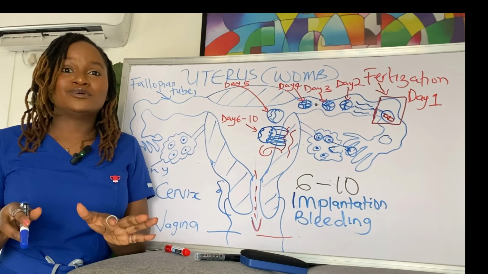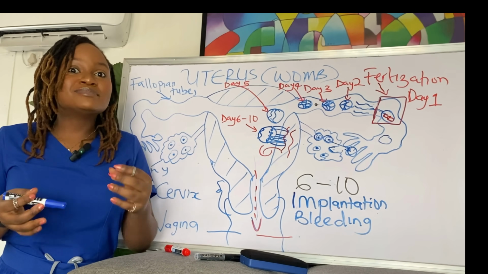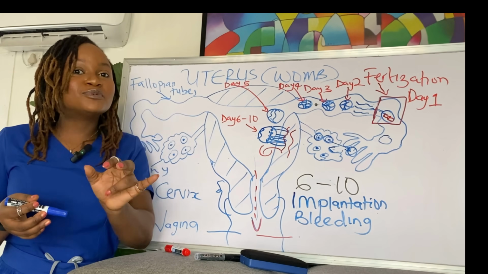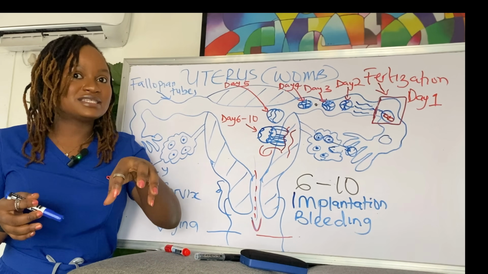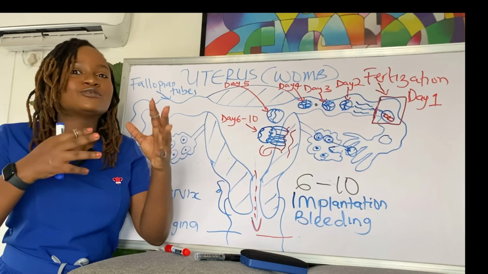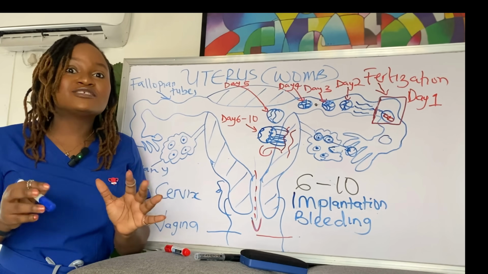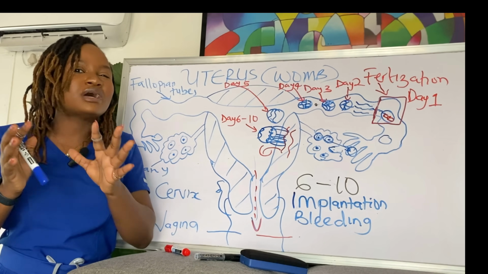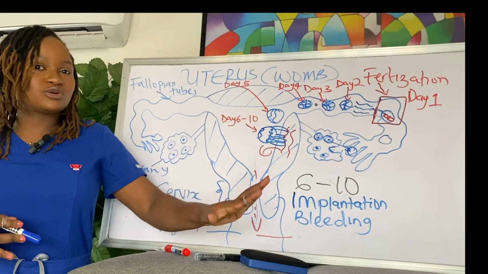Also, look out for the color. It's usually brownish or pinkish. Brownish because most times the quantity of blood you're seeing is very small, so it might take longer to leave the uterus and get to your panties. So before it actually gets to your undies, it has mixed with oxygen, it has oxidized, and it has changed the color to brown. Implantation bleeding usually lasts only for a few hours to about 2 days. For women with short cycle length, this can be a little confusing.